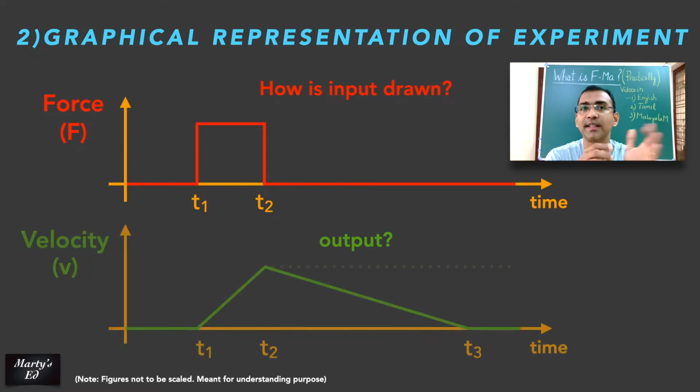As you observed, till time t1 it is not moving, right? So the velocity is 0. And from time t1 to t2 it started moving. So the velocity is increasing from 0.